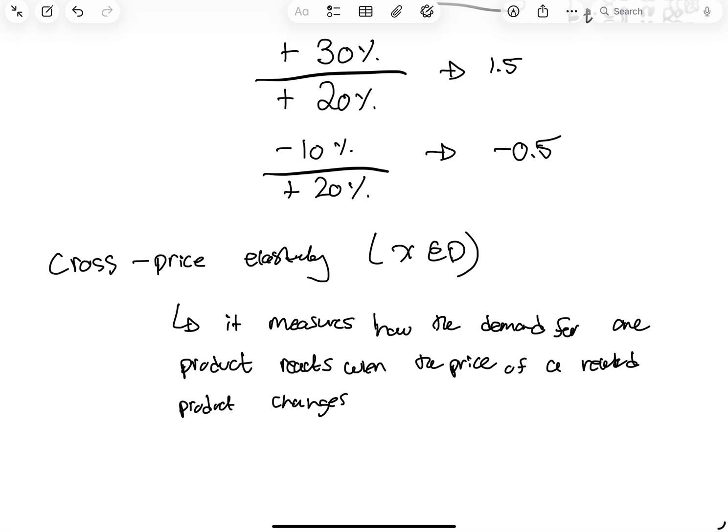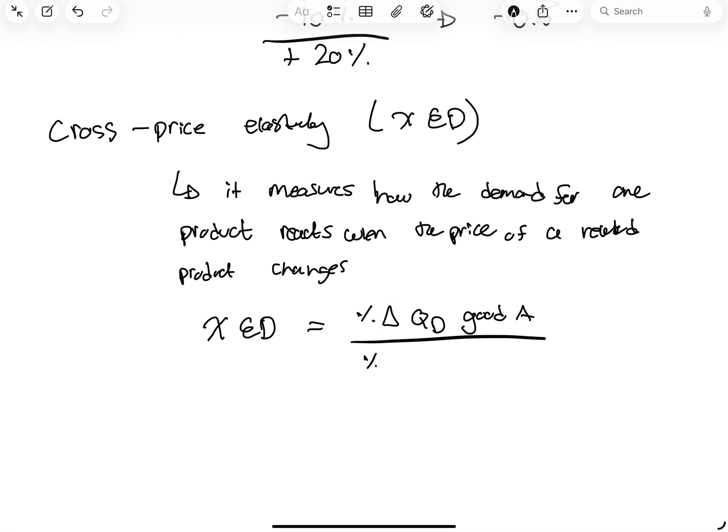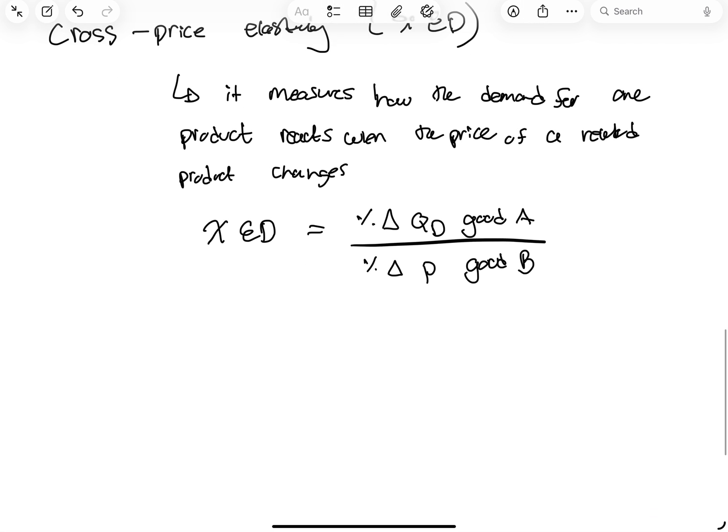So you can think of, if Coke and Pepsi's prices change, what effect will that have? If coffee and cream prices change, what effect will that have? What about apples and laptops? How are they related? That's the theme we're getting towards here. The formula is XED equals the percent change in quantity demanded of good A, whatever your good A is, over the percent change in price of good B.